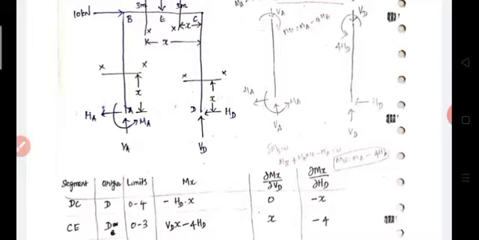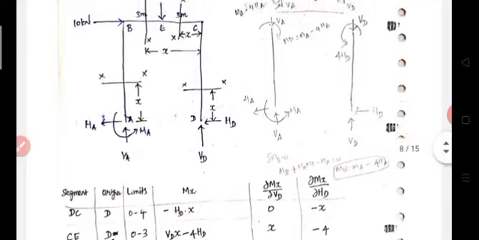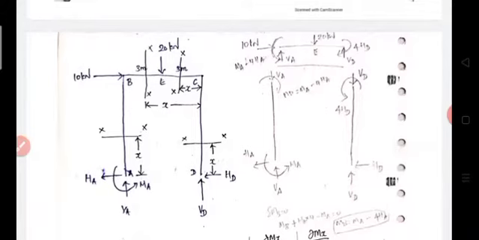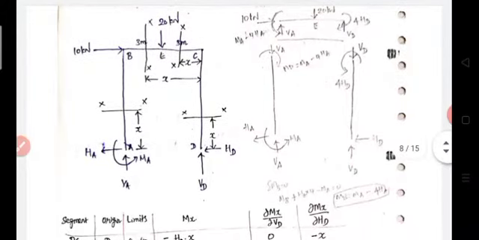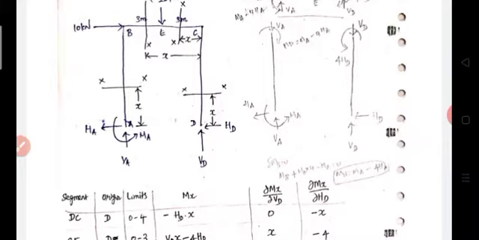Then write the moment equation on the left of the section XX. On the left side there are only 3 forces. On the right side we have to consider VD, HD, then 20 kilonewton, then 10 kilonewton, totally 4 forces. The left side is more convenient compared with the right side, so that's why I chose the left side of the section. So on the left side, only 3 forces, so one less, HA force.